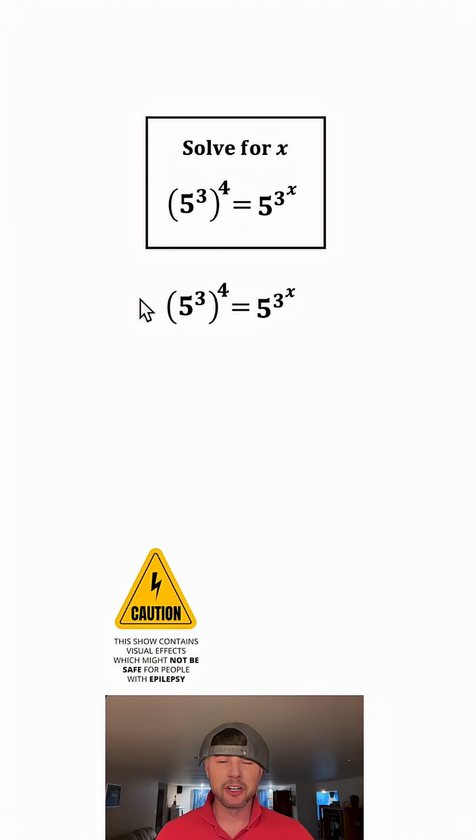For the one on the left, we're going to use the power rule. It says anytime you have (a to the b) to the c, that's the same thing as a to the b times c. So this will be 5 to the power of 3 times 4, or in other words, 5 to the power of 12.